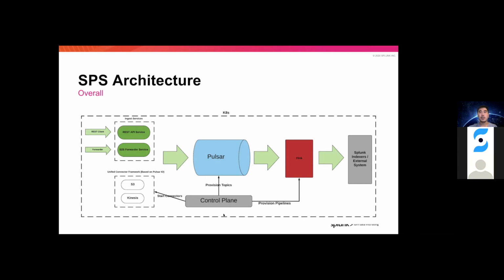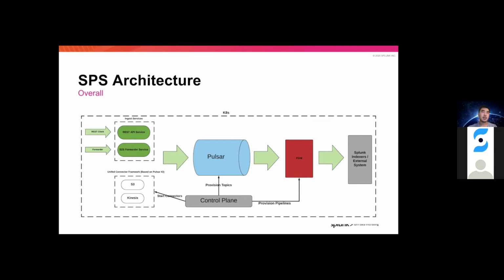How users can interact with the control plane is, for example, start connectors to ingest data into their topics, and then provision pipelines in Flink to process the data they're ingesting, and write them out, and have other connectors to egress that data out to external systems.